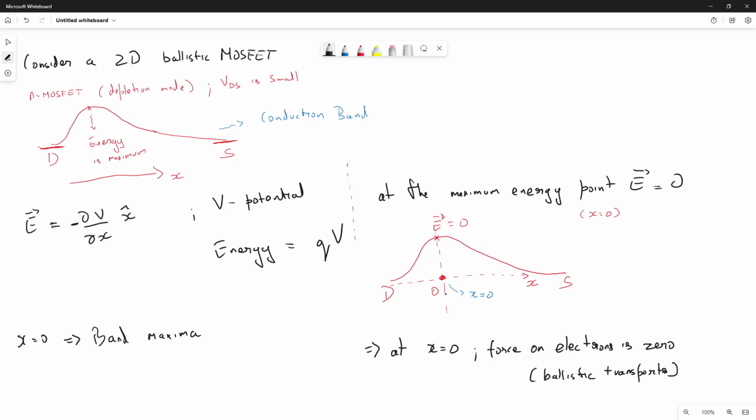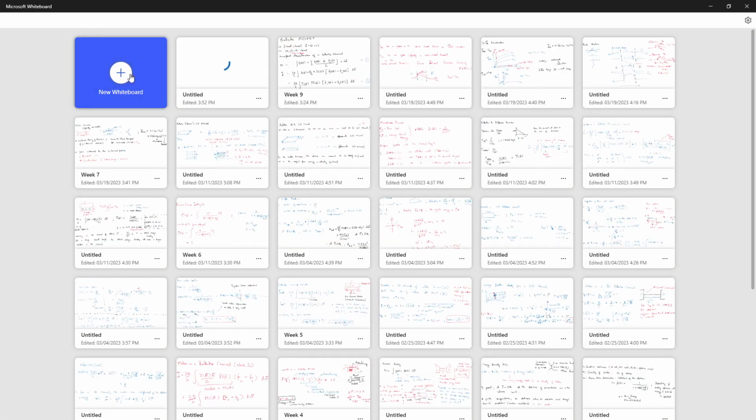The concept we are discussing is general to transistors. It is not limited to ballistic transistors. However, this point, that when E becomes zero ballistic transport begins, is of added significance for us because we are considering ballistic devices with a ballistic channel. Okay, moving on to the next slide.